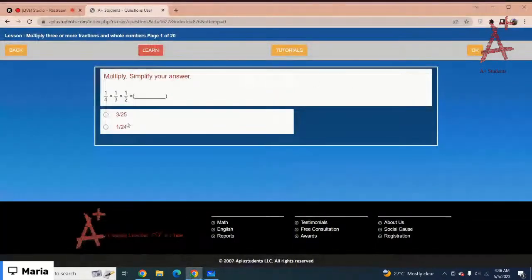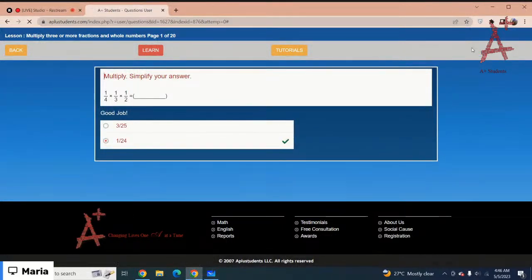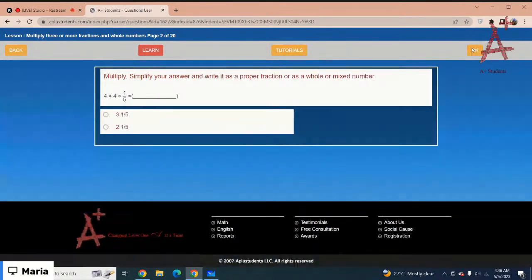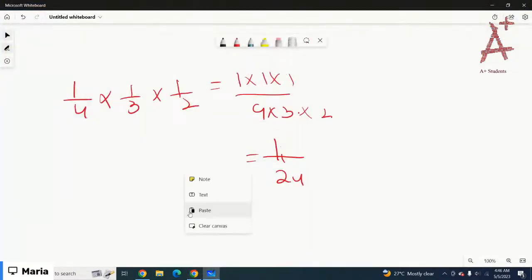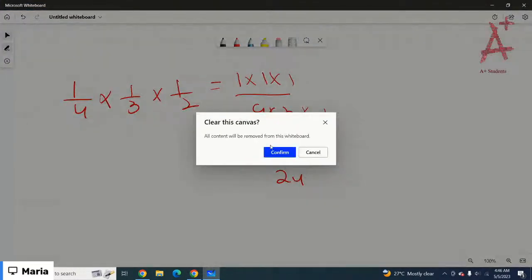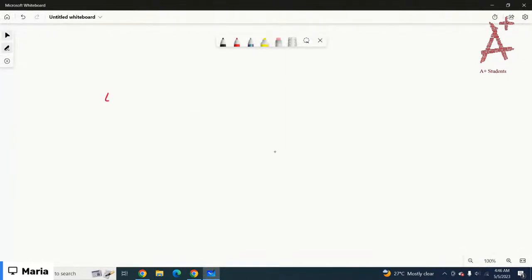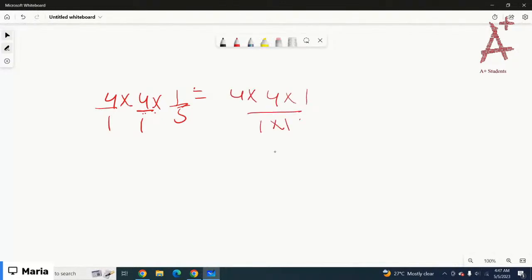The correct option is 1 over 24. Okay, the next one is 4 times 4 times 1 over 5. So 4 doesn't have any denominator, that means it has the denominator 1. Got it? Now you can do numerator times numerator and denominator times denominator.